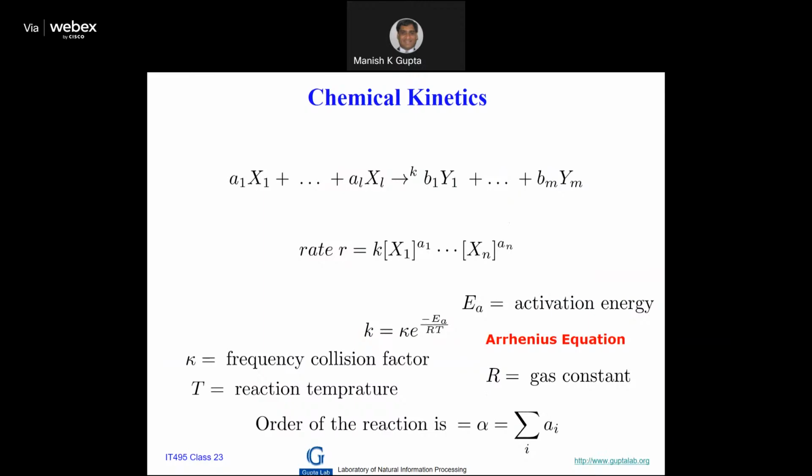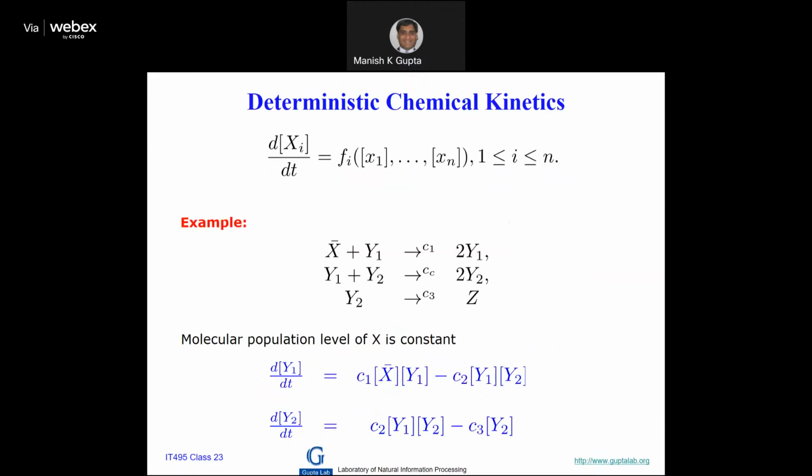So this is the most general thing, right? A reaction has L inputs and M outputs, and the order of reaction is the sum of these. In deterministic chemical kinetics, the rate of change is a function of the concentration of all ingredients. So basically, this is one example. It's kind of a coupled reaction, right? X and Y1 will give you 2 times Y1 and so on.